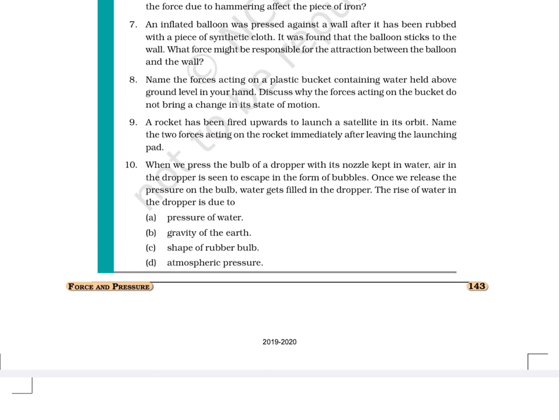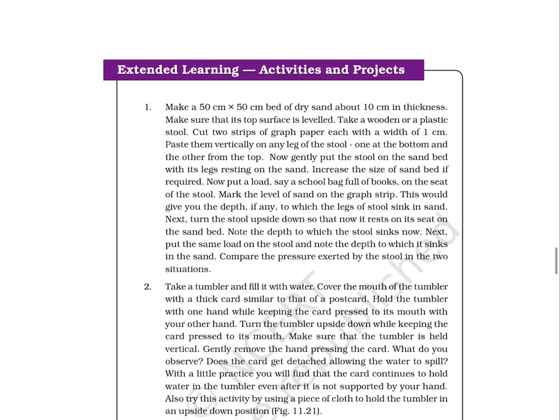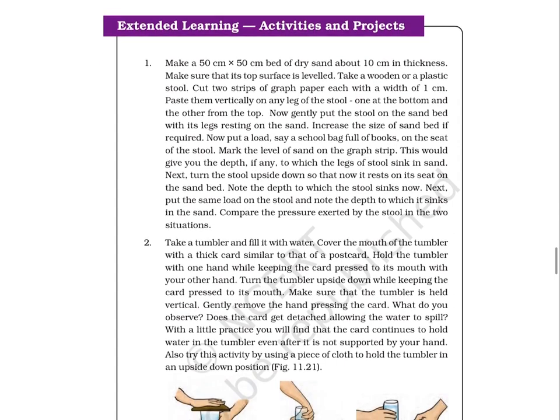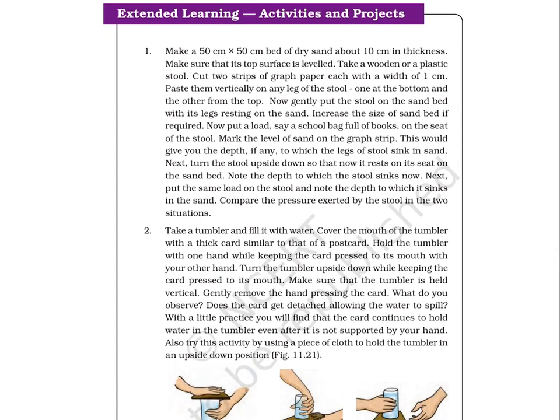The rise of water in the dropper is due to A. Pressure of water, B. Gravity of the earth, C. Shape of rubber bulb, D. Atmospheric pressure. Page 144. Extended learning. Activities and projects. 1. Make a 50 centimeter by 50 centimeter bed of dry sand about 10 centimeter in thickness.